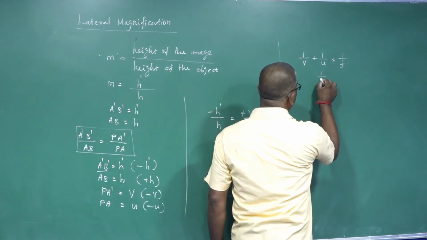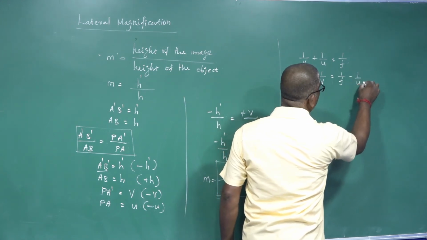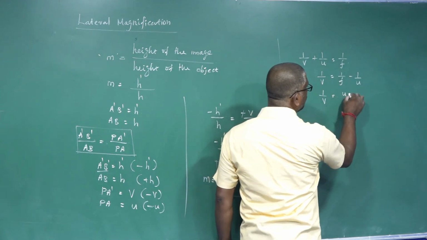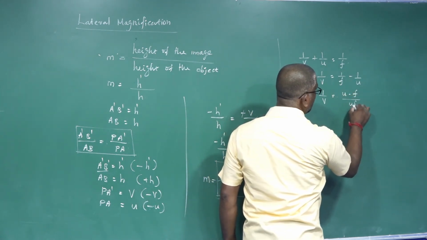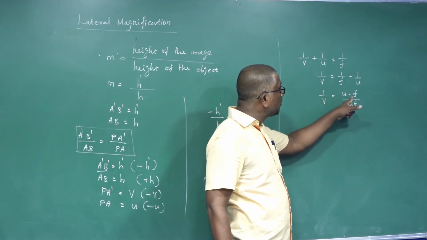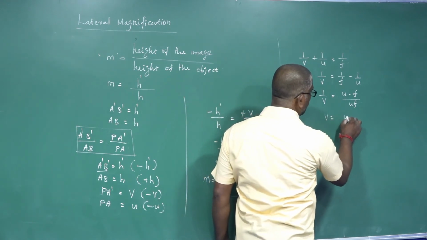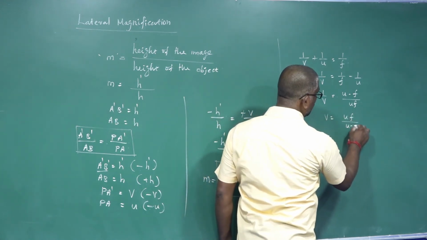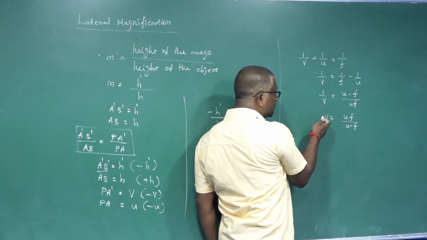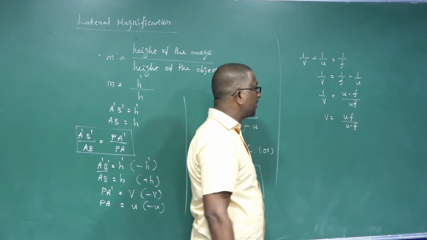Or 1 divided by v is equal to 1 by f minus 1 divided by u. Cross multiplying, 1 divided by v is equal to u minus f divided by uf. Right. Or v is equal to uf divided by u minus f. Taking reciprocal on both sides, 1 by v becomes v and u minus f divided by uf becomes uf divided by u minus f.